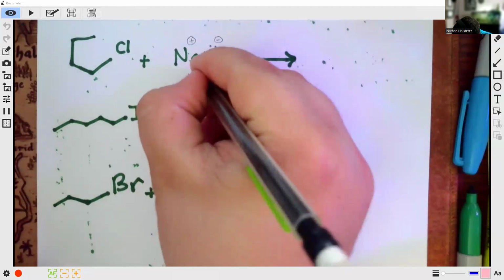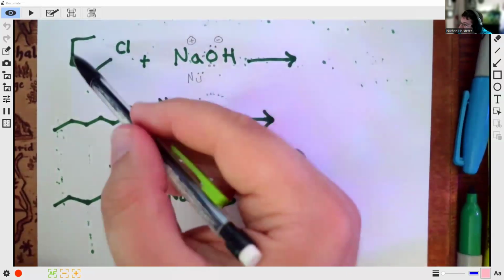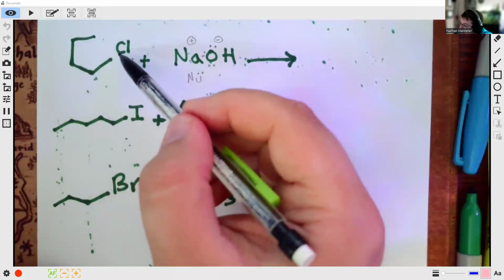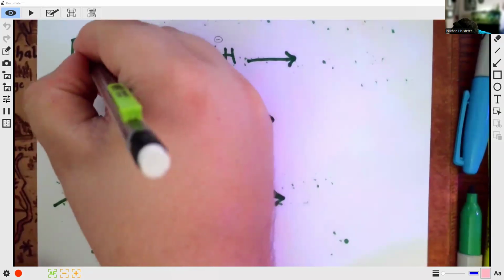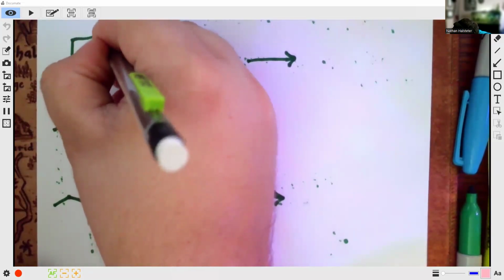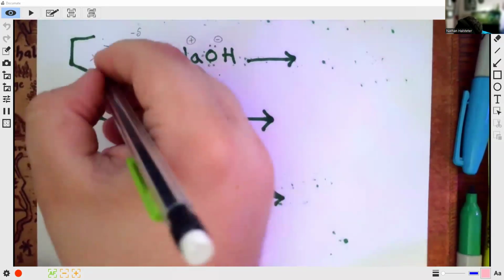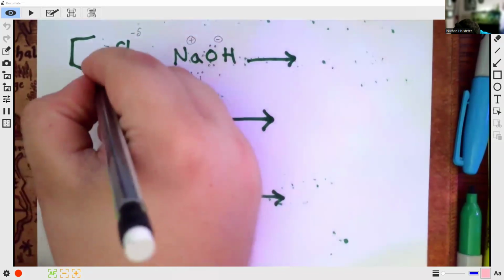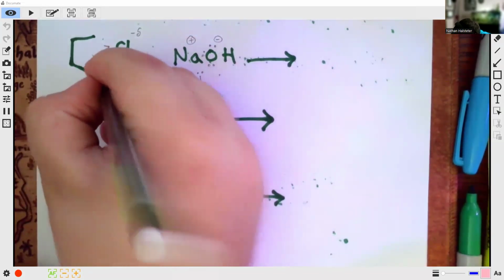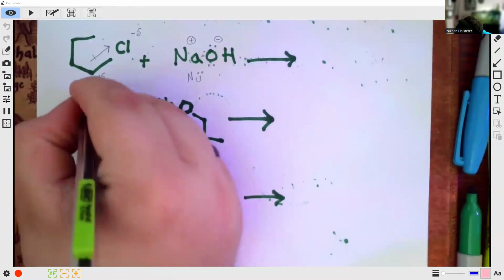Now we've got to find our electrophile. Our electrophile in this case is the carbon-chlorine bond. Chlorine is more electronegative than the carbon, so we could draw a dipole: chlorine with its partial negative, carbon with its partial positive. That carbon is our electrophilic atom.